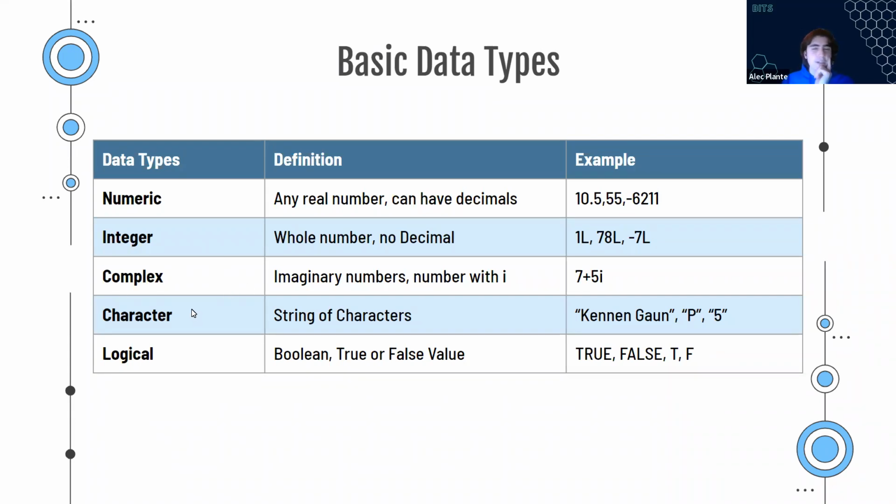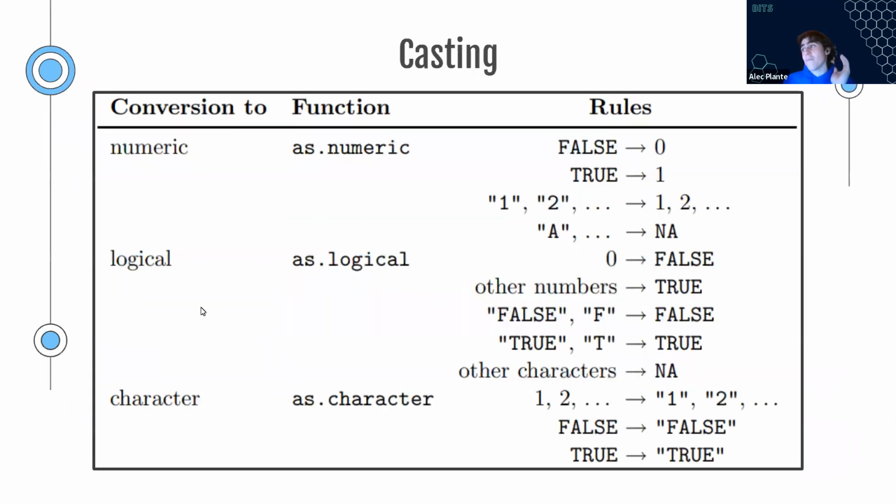A character is basically a string, if you guys know in other languages. So it's basically a sequence of characters of 0 to however many characters. And over here, we got some nice examples, and you can even put a numeric value into quotations to make it a character. And logical is just your pretty standard Boolean, which is basically a true or false value. But interestingly enough, you can also just use T or F. So there are the basic data types.